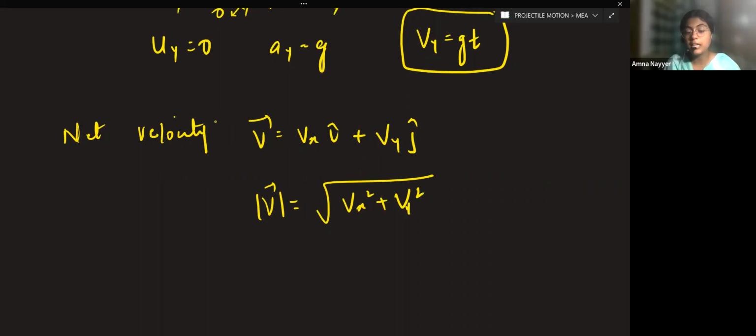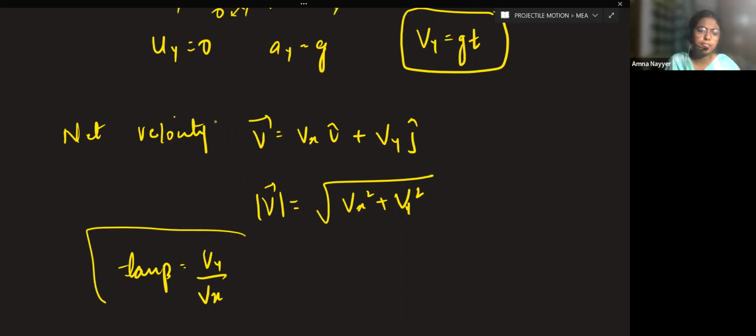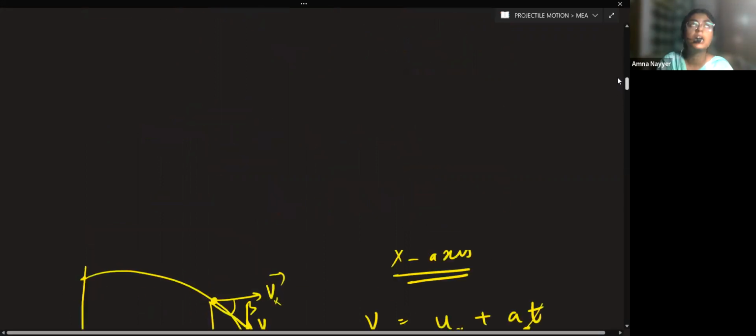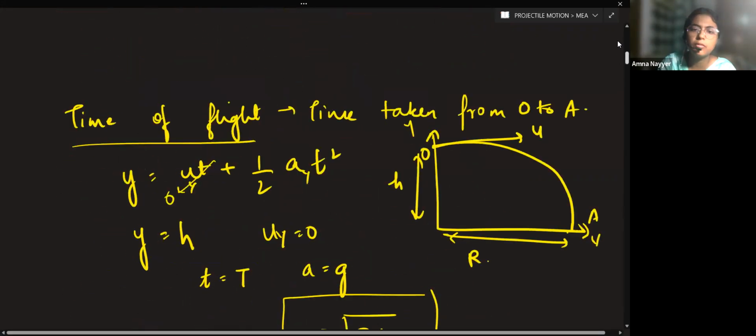And yes, beta, if it's the angle that is made with the horizontal. Remember, velocity was making an angle beta. So your tan beta here will also be equal to Vy divided by Vx. Same things. I'm just repeating this quickly so that after this we can do numerical practice. One numerical we'll do, then I'll end this.